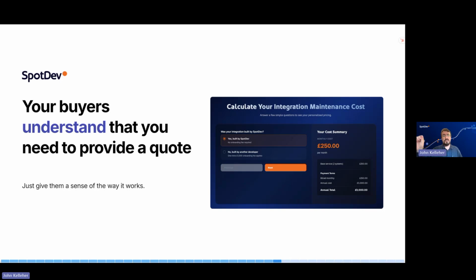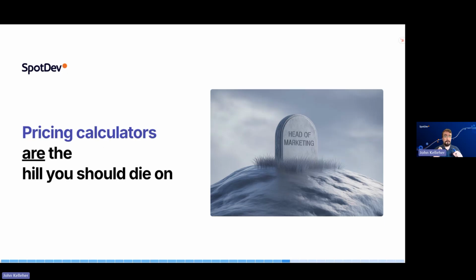So if the only thing you take away from today, it should be that the pricing calculator is the hill you should die on. It's an awfully dramatic phrase, isn't it? Yeah, a pricing calculator is the hill you should die on, by which I mean this is the argument to have with your senior executives.